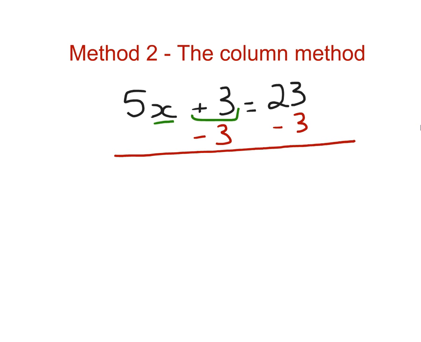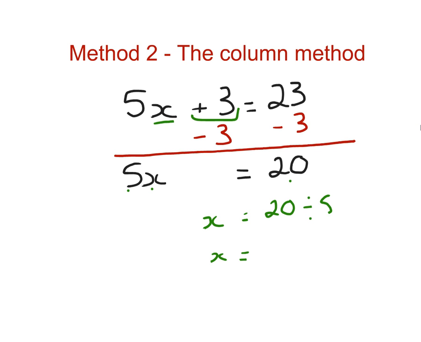So here we go. I've not done anything to the 5x, but as you can see, 3 take away 3 is nothing, so I'm going to leave it blank. And 23 take away 3 is 20. Now, 2 ways to think about this one, but most people at this stage will go straight to the answer. 5 times something is 20, so my answer is x equals 20 divided by 5, or if you went straight to the answer and just wrote 4, you'd have been spot on. Well, that's the column method, a little bit more tricky, but it works better when there's unknowns on both sides.